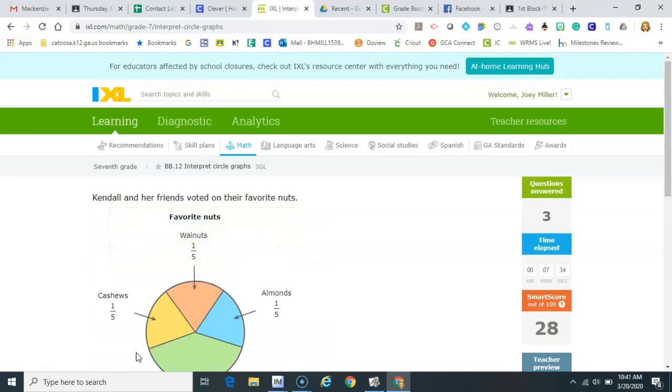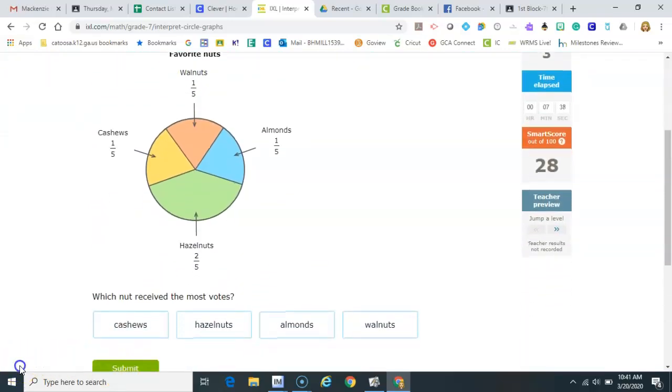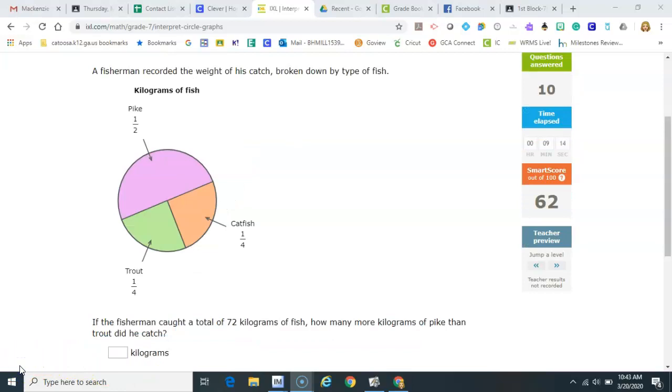Double checking my answer. So I skipped a lot of those other problems that were very similar. I don't really think that's probably where the trouble was. But let's look at this one.